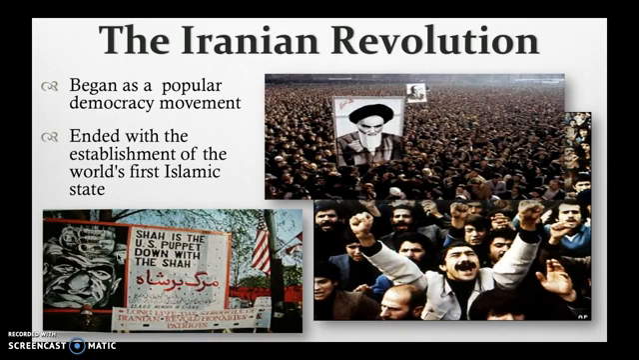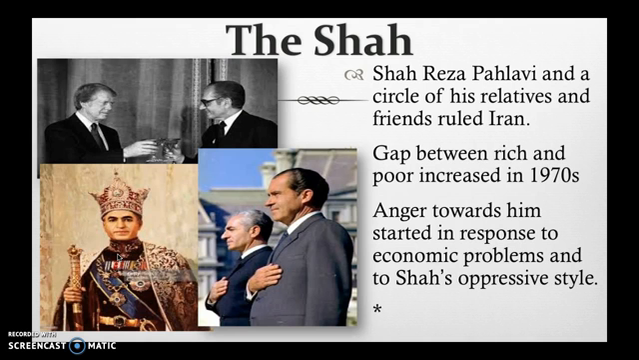This began as a popular democracy movement, but ultimately ended with the establishment of the world's first Islamic state. That's a theocracy. Iran has a theocracy right now, which means a government that is based off of a religion. In Iran, that religion happens to be Islam, but it does not necessarily have to be based off that. So let's look at the Iranian Revolution.